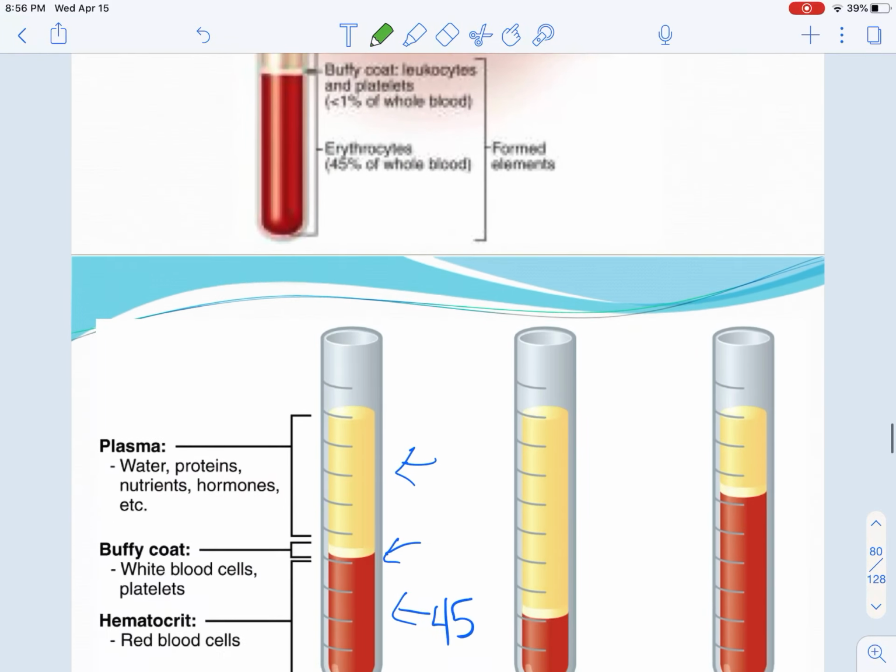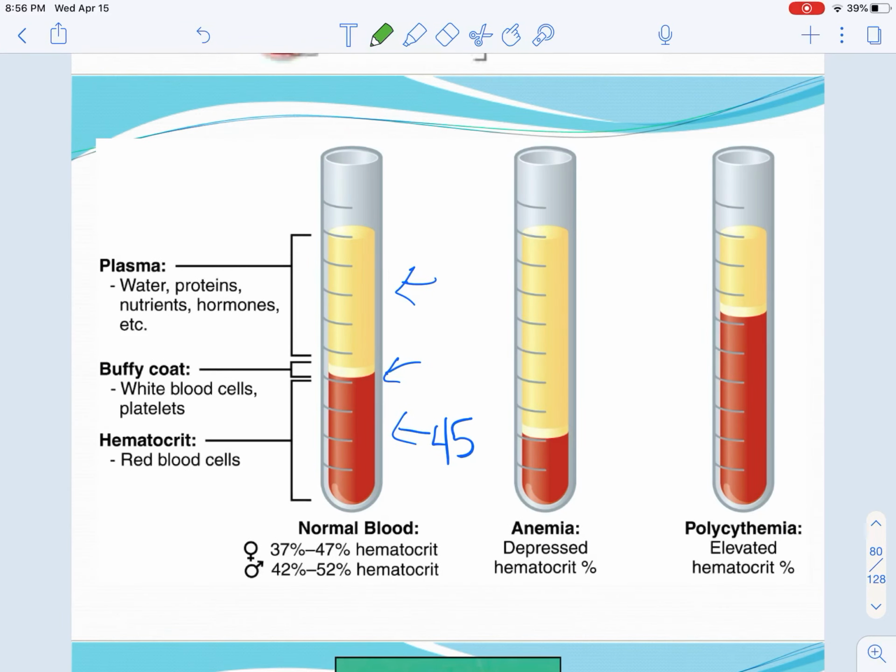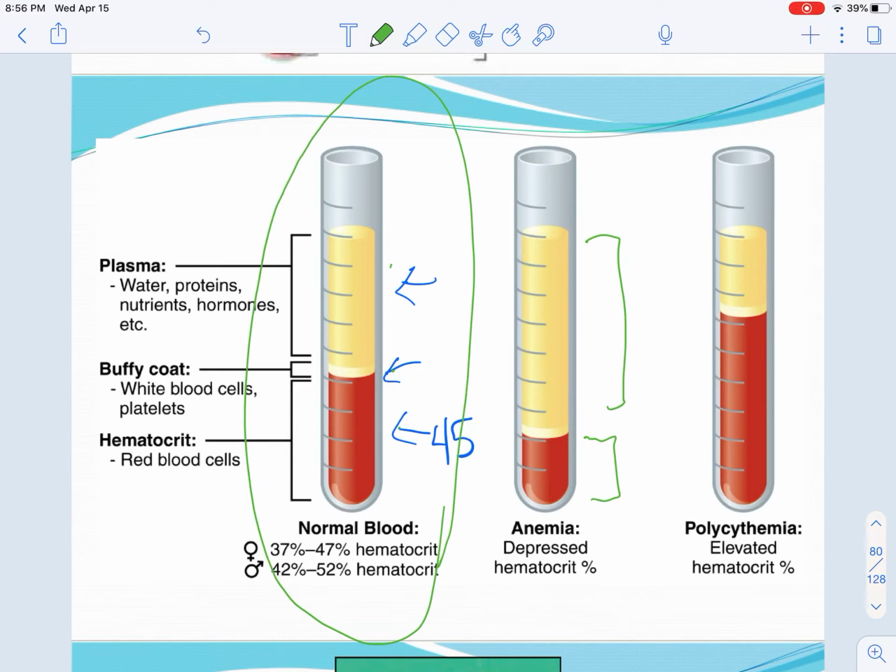This is showing you what we call a hematocrit, which is a normal amount of red blood cells, white blood cells, and plasma, compared to someone who has anemia and a low amount of reds. The blood just fills up with plasma then. Or if you have a really high amount of reds, polycythemia.